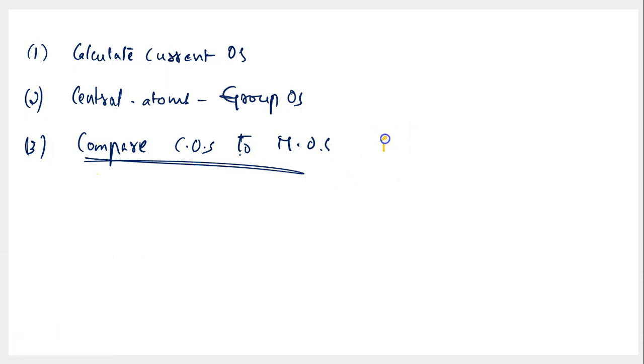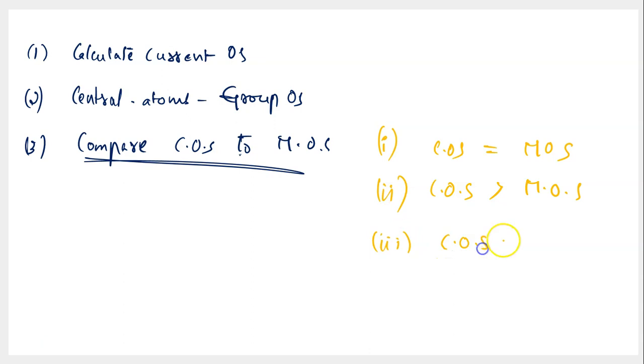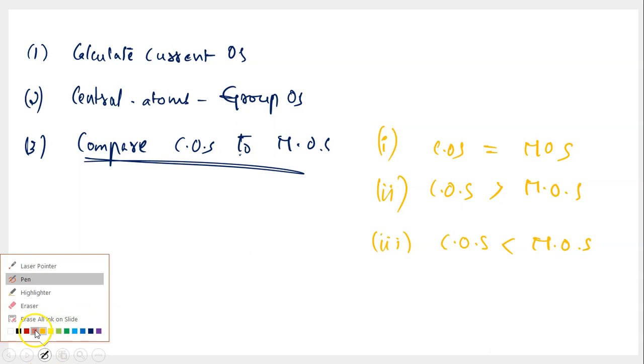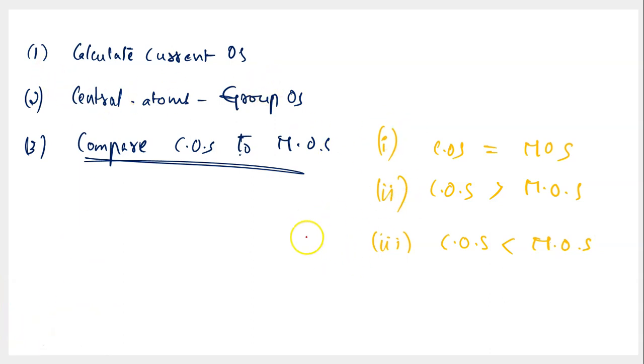When you compare, there are 3 possibilities. Possibility number 1, the current oxidation state is equal to the maximum oxidation state. Possibility number 2 is the current oxidation state being greater than the maximum oxidation state or group oxidation state. Possibility number 3, the current oxidation state could be lower than the maximum oxidation state. When you are comparing the current and the maximum oxidation states, these 3 possibilities can be observed. And now based on these 3 possibilities, you will identify the type of bonding between both the nonmetals.